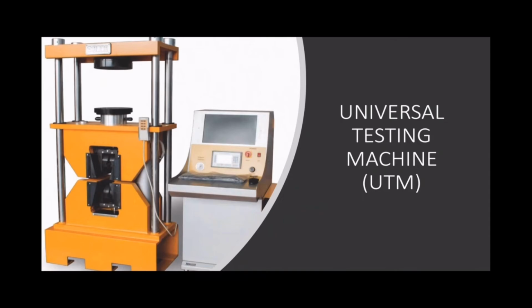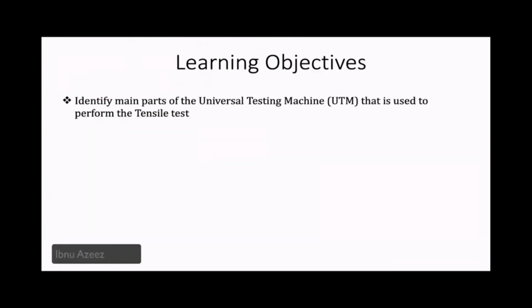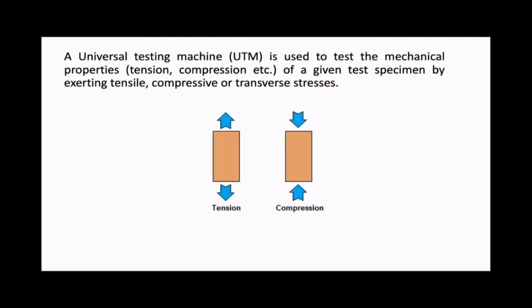Universal Testing Machine, UTM. Through this lesson, you will be able to identify main parts of universal testing machine that is used to perform tensile test over the materials. A universal testing machine or a UTM is used to test mechanical properties such as tension and compression of a given test specimen by exerting tensile or compressive stresses over the material. These tests are very vital when selecting material for an application.